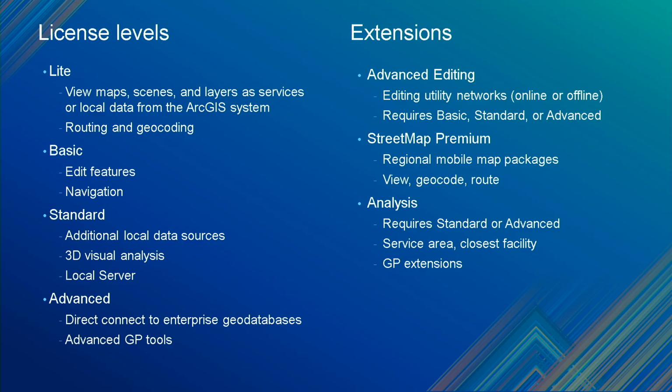And then the last extension here is Analysis. And the Analysis extension is only available at the Standard and Advanced license level. It includes native support for things like service area and closest facility on a local network dataset, but it also enhances support for local server to include things like 3D Analyst, Network Analyst, and Spatial Analyst GP tools. So that's kind of a broad overview of our license levels and extensions, and really the model and the options that are available to license our native Maps SDKs.